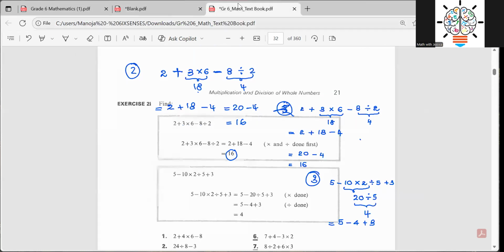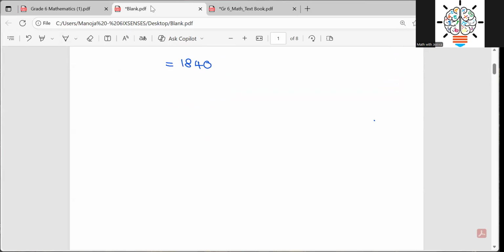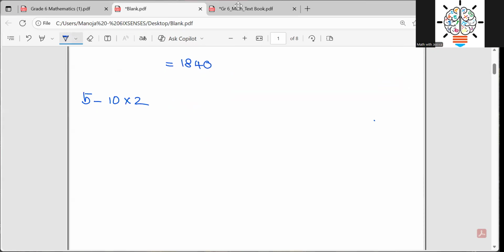So then you have 5 minus 10 times 2 divided by 5 plus 3. Now you just see, I told you first we get the division, then we get the multiplication, then addition and subtraction. According to this order, children, we want to first get the division. But you just see what I have, 2 divided by 5. When I divide 2 by 5, it gives me a decimal answer. It doesn't give me a whole number.